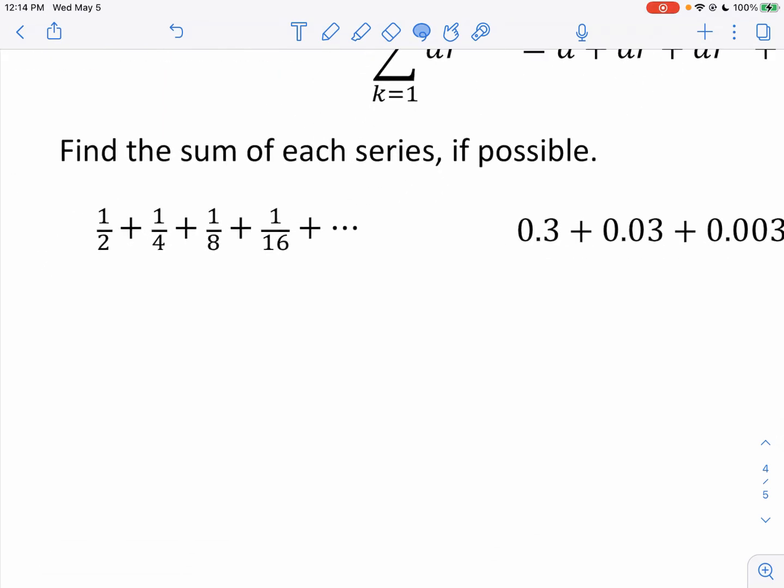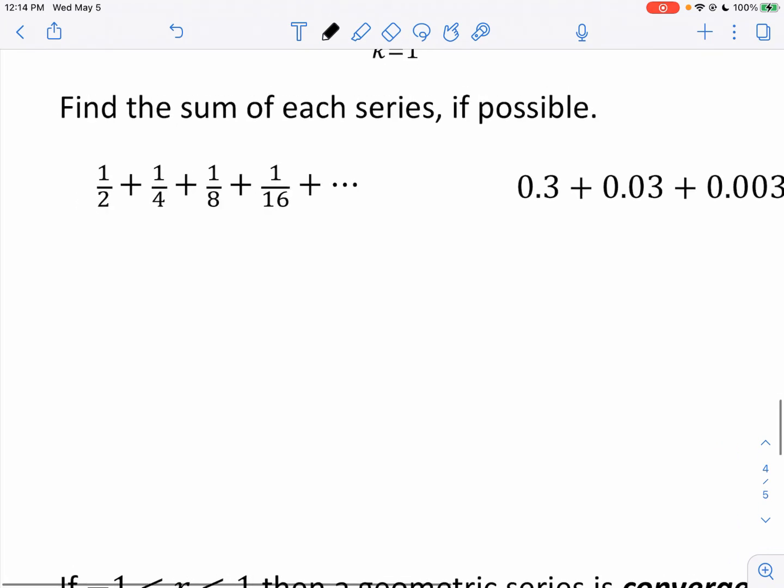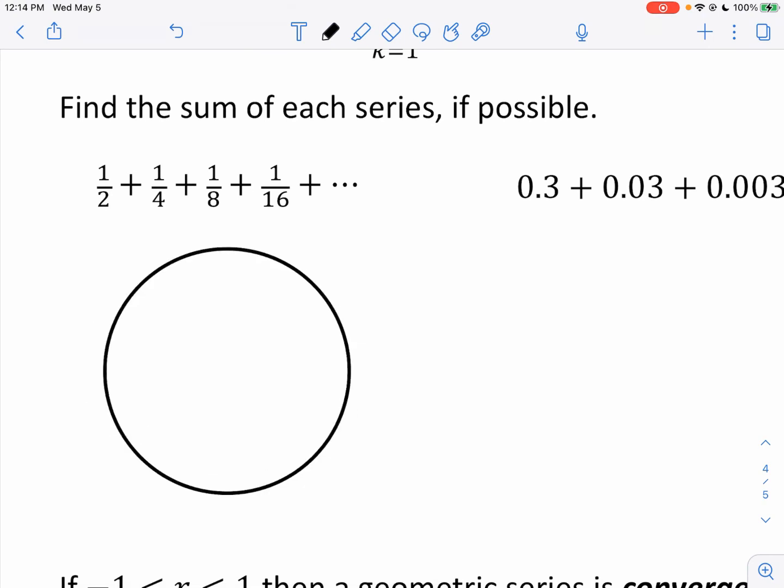So we have a half plus a fourth plus an eighth plus a 16th plus, etc. This would go forever. It's possible to know what this sum is without any formulas. If we start with a whole, for example, let's draw a whole circle. Let's say this has an area of 1 square unit. And we cut that circle in half. Then the area of 1/2 of it will be a half a square unit.